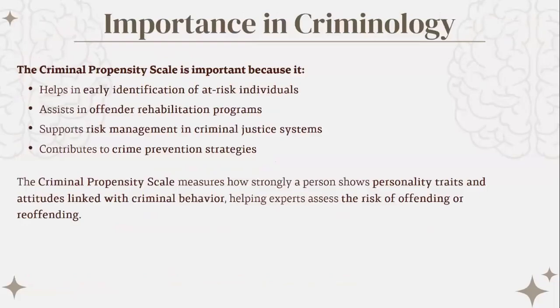The criminal propensity scale is important because it helps in early identification of at-risk individuals. It assists in offender rehabilitation programs. It supports risk management in the criminal justice system, and it contributes to crime prevention strategies. For recidivism, we use this scale to find out whether we can do rehabilitation or not. So the criminal propensity scale measures how strongly a person shows personality traits and attitudes linked with criminal behavior, and it helps experts assess the risk of offending or reoffending.